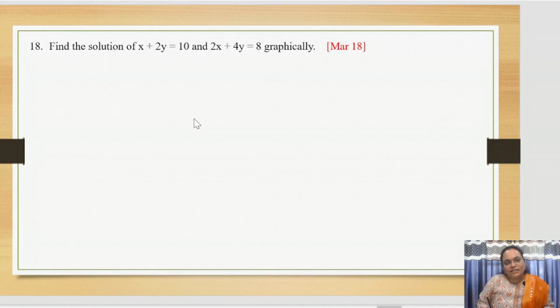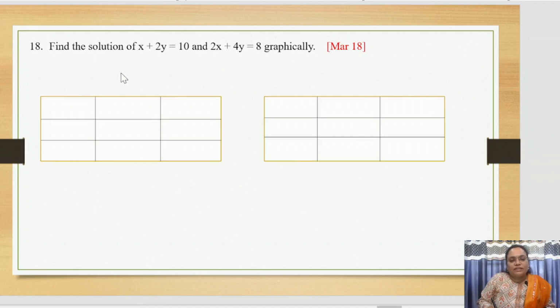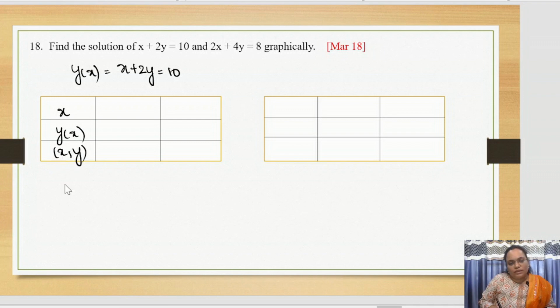So let us see the next question. Find the solution of the given equations graphically. So we need to find the solutions graphically. Okay. Let us find the points and let us plot the graph. So let us take the first equation as x plus 2y is equal to 10. Let us take this equation as y of x. So let us take x, y of x and x and y coordinates.